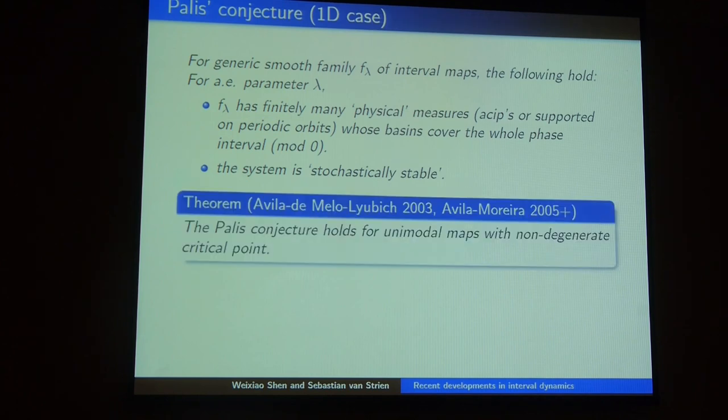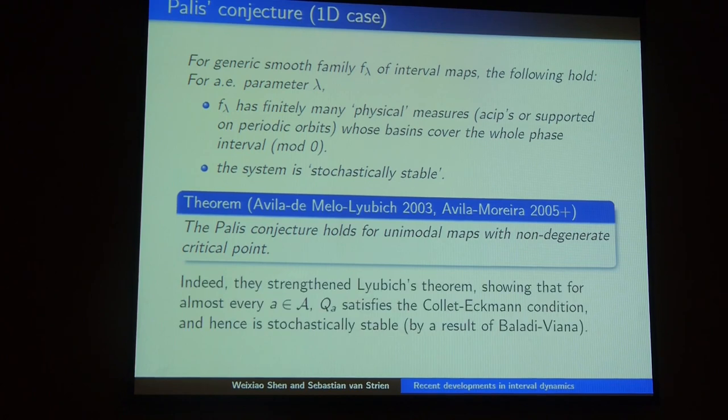In the unimodal case, the work after Lyubich was done by Avila, de Melo, Lyubich, and Avila-Moreira. They actually proved Palis' conjecture is correct for unimodal maps with non-degenerate critical points. Avila-Moreira proved the strengthened Lyubich theorem, saying that for almost every stochastic parameter, f satisfies a stronger geometric condition called the Collet-Eckmann condition, and thus it's a stochastic map by the result of Baladi and Viana.